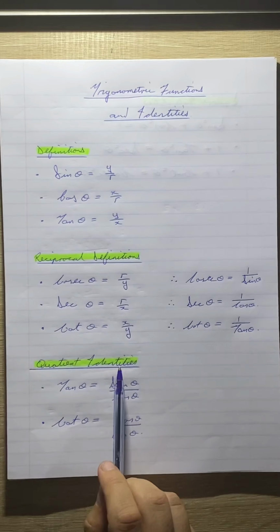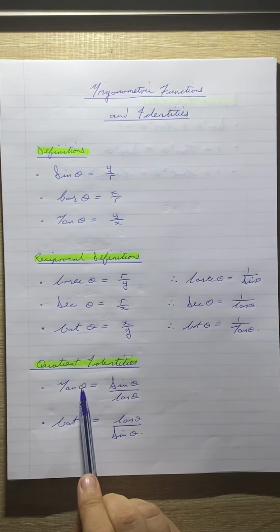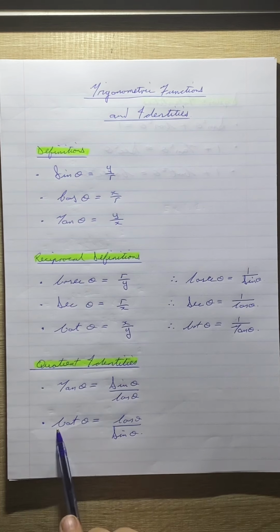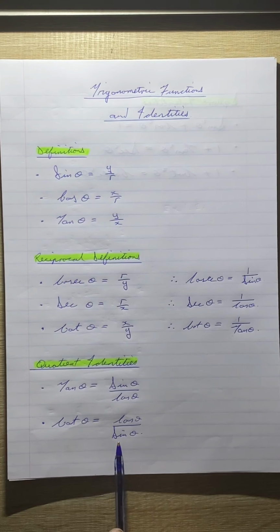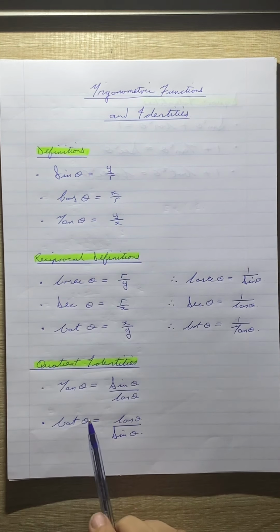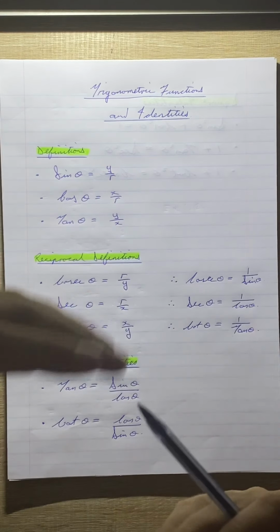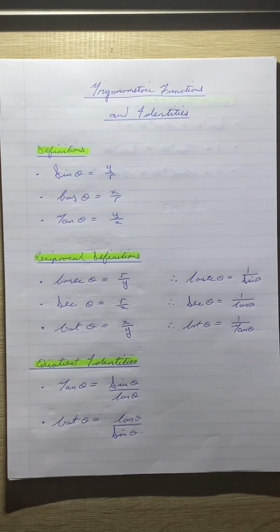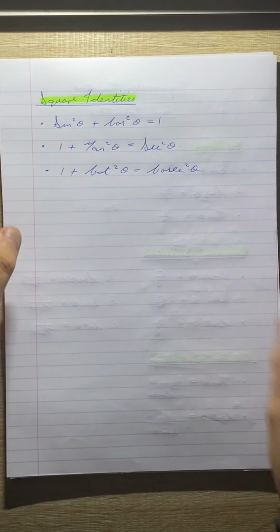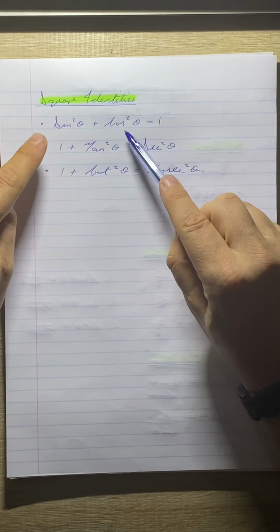Then we have our quotient identities, which is tan theta is equal to sine over cos, and cot theta is equal to cos over sine. Now this is important, guys, because what I want you to do is change everything to sine and cos, which you'll see with some of the examples that we go through. Then our square identities, we have sine squared theta plus cos squared theta equals 1. Now this one here is the one that you're going to be using the majority of the time.